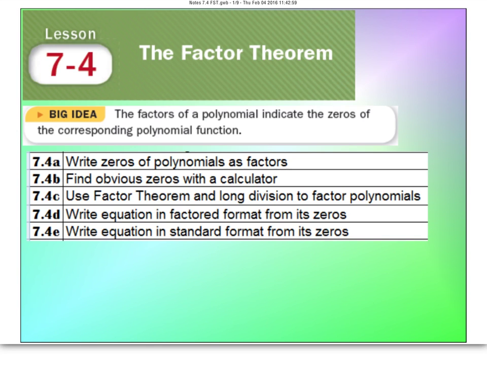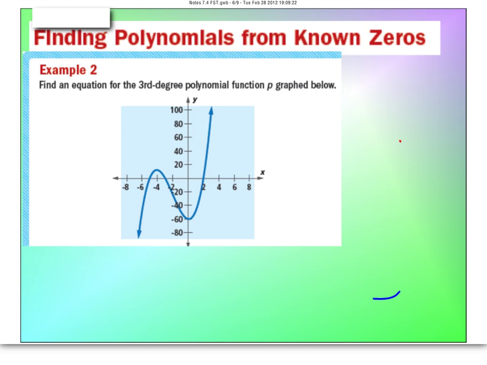Now let's look at learning objectives D and E together. We're going to write an equation in factored format from its zeros and also write it in standard format. If we take a look at this one, let's write the equation of it in factored format and in standard format. We can confirm here that an x-intercept happens at 2, it looks like -3, and -5.